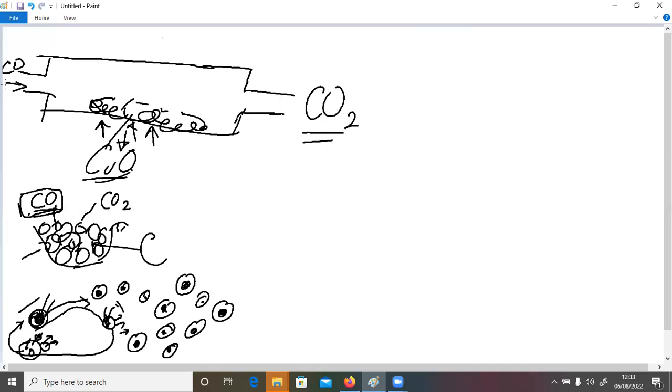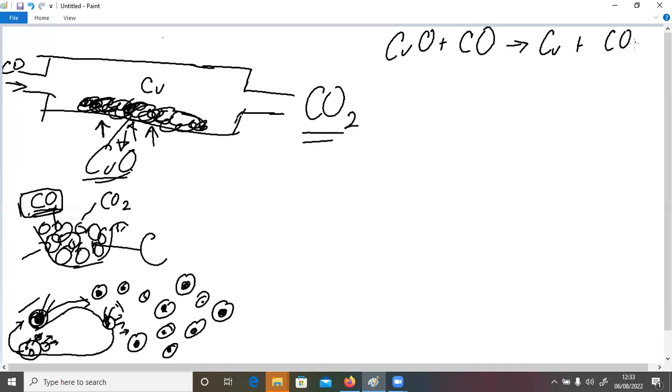At the end of the day, you started with a compound which is copper oxide. At the end of it, you have a shiny brown compound which is pure copper, right? So the chemical reaction for this activity is copper oxide reacting with carbon monoxide to give copper in the pure form plus carbon dioxide.